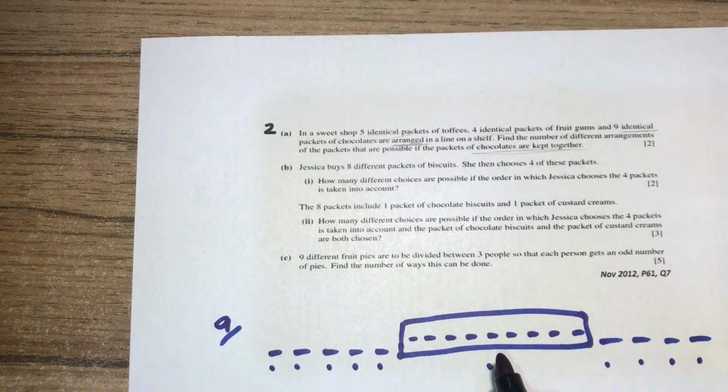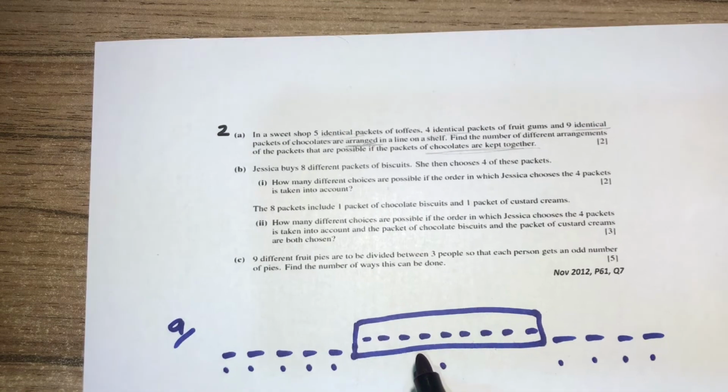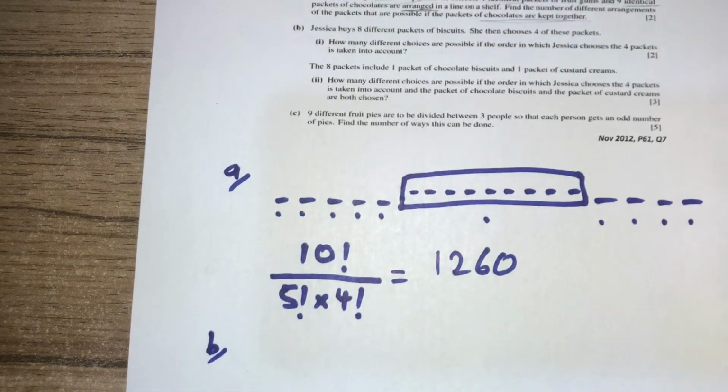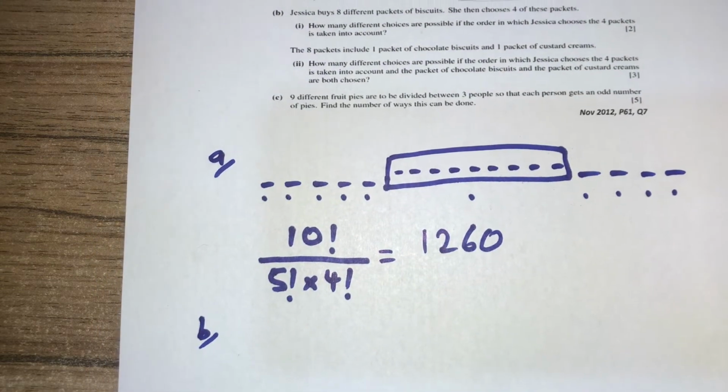Part B. Jessica buys 8 different packets of biscuits. She then chooses 4 of these packets. How many different choices are possible if the order in which Jessica chooses the 4 packets is taken into account? So the order is being taken into account. So we'll first choose and then we'll arrange them.